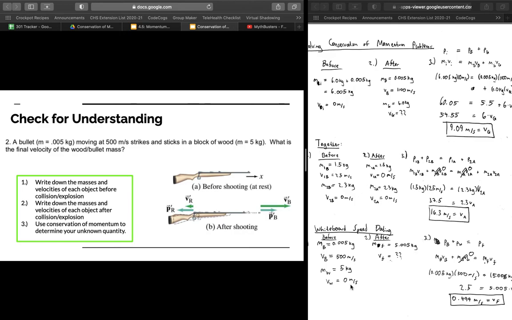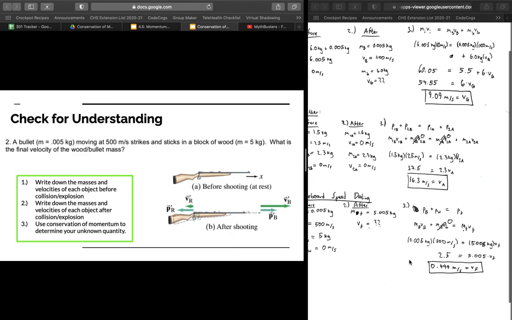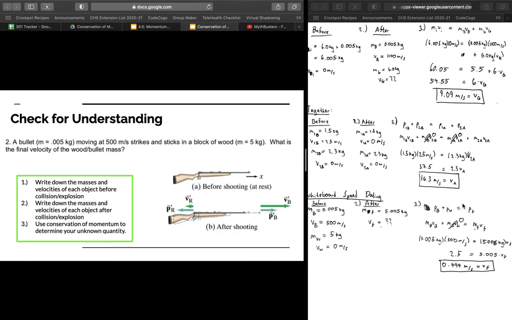It's at rest. Afterwards, they're going to be combined, so we can call this M final or M after. It's going to be 5.005 kilograms since they combine. And our final speed is our unknown. So now we combine our momentum initially: the momentum of the bullet plus the momentum of the wood equals the final momentum of the system. That's the mass of the bullet times velocity of the bullet plus mass of the wood times velocity of the wood.